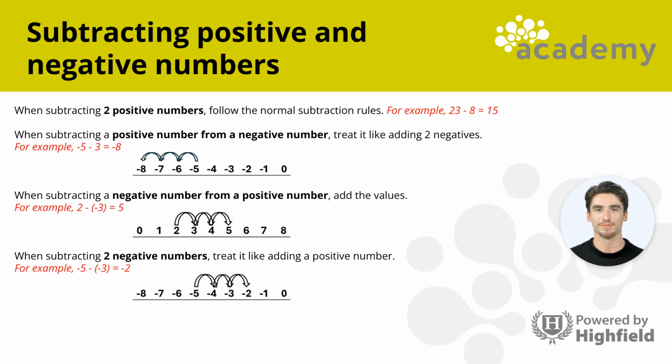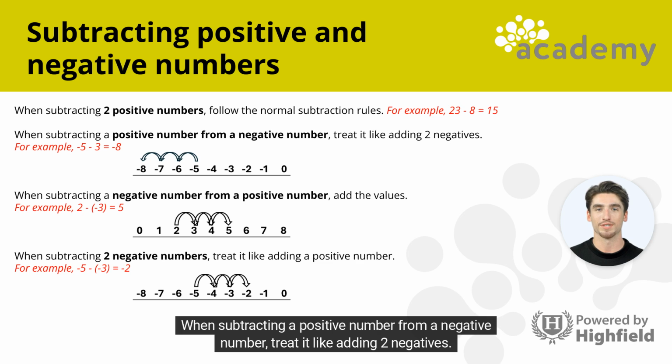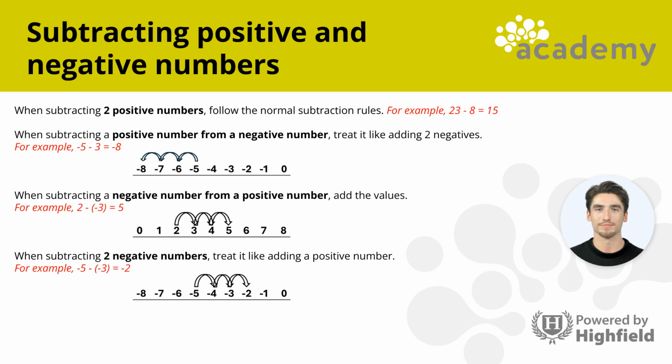For example, 23 minus 8 equals 15. When subtracting a positive number from a negative number, treat it like adding two negatives. For example, minus 5 minus 3 equals minus 8.